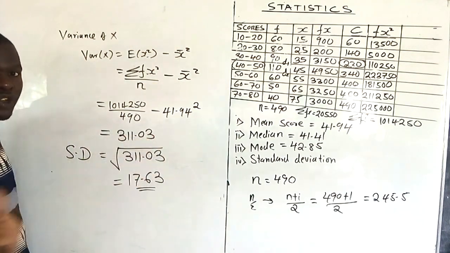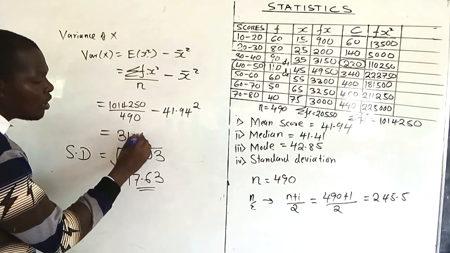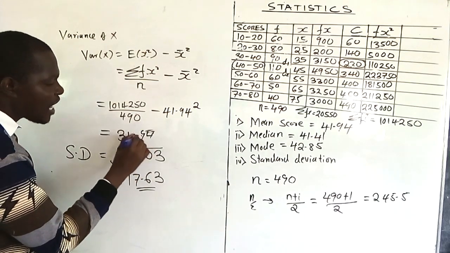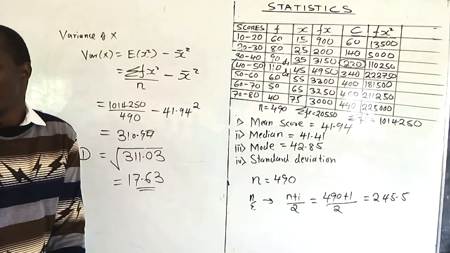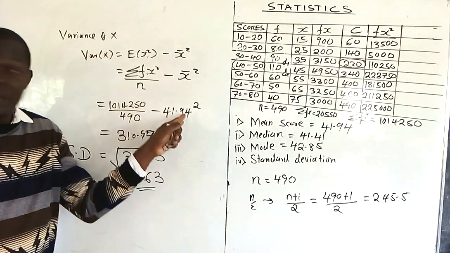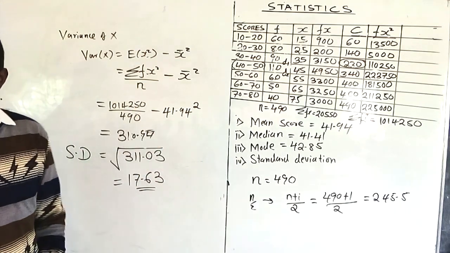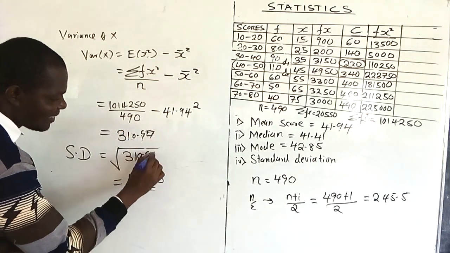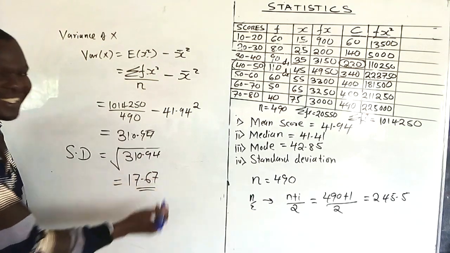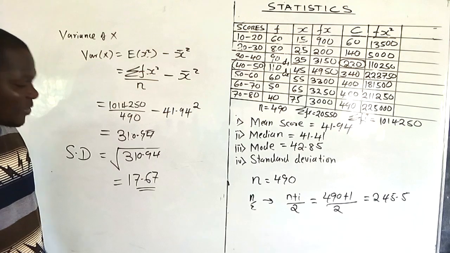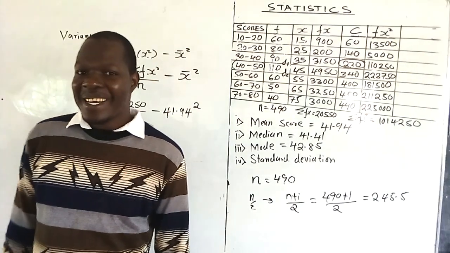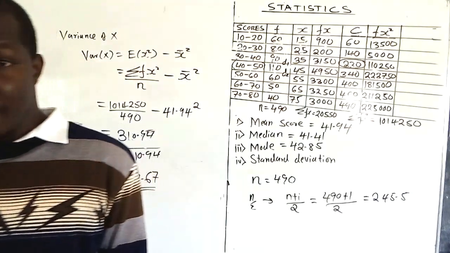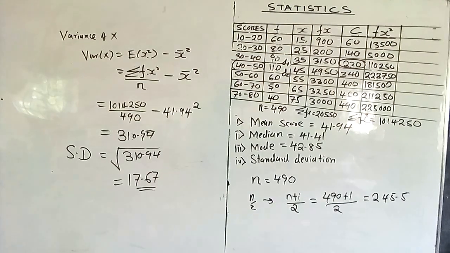So what did you get there? You get 310.94, and 311.03. Those are approximately the same thing, resulting from these approximated values. There's no problem there. Then from your 310.94, what did you get? 17.67. Those are the same things. There's no problem there, because we are dealing with decimals here. So his value is right, your value is also right. Okay? Good. That is what you expect there.